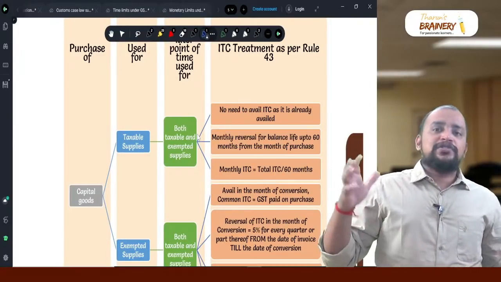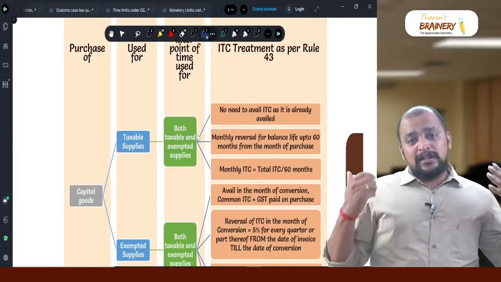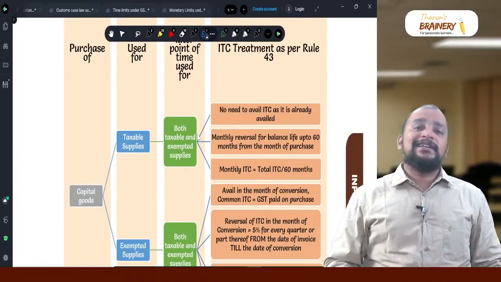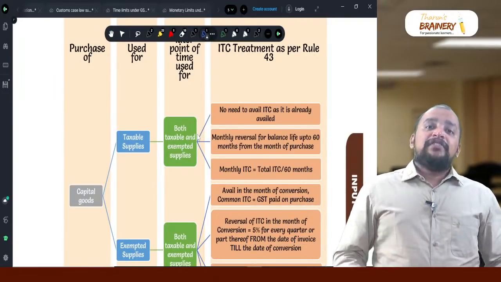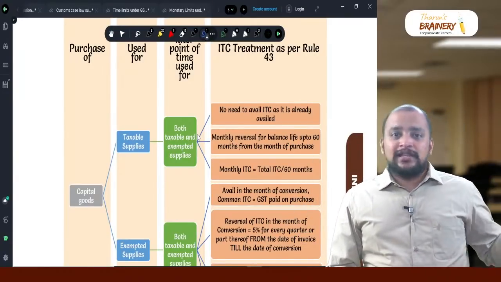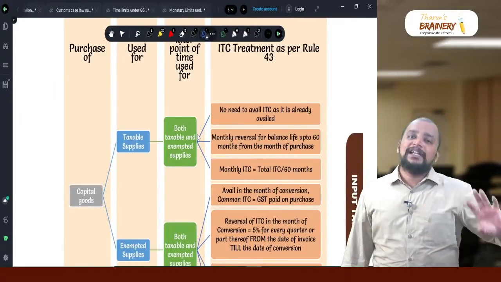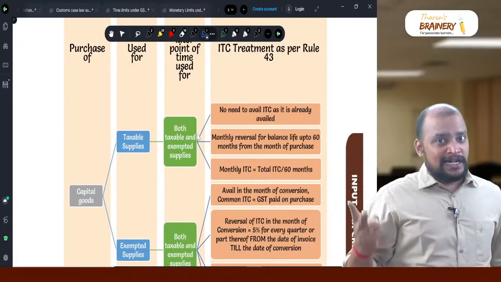And we need to take the total life as 60 months, and at 24 months it is used for exempted. So we will take the full GST paid as ITC, common ITC, and for the remaining 36 months we do the reversal. Now for the last 2 years we are using it only for exempted, so for that 5% for every quarter or part thereof we will take, and we will do the bulk reversal. This is in case initially used for exempted and later used for both taxable and exempted.